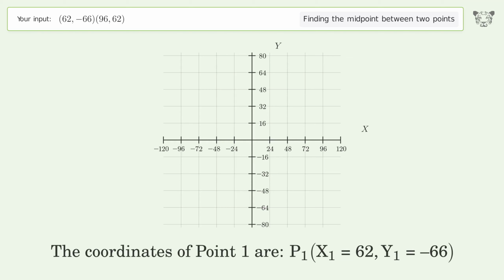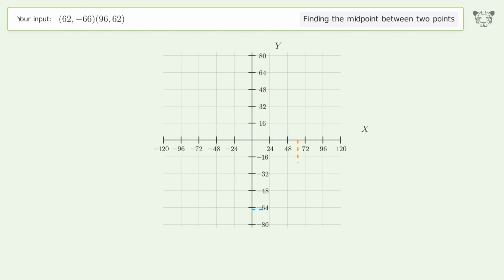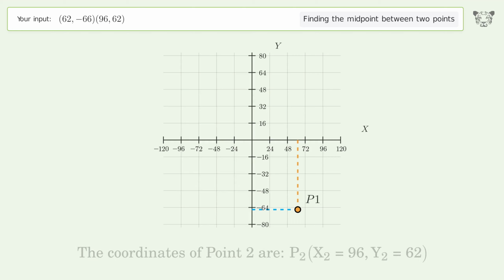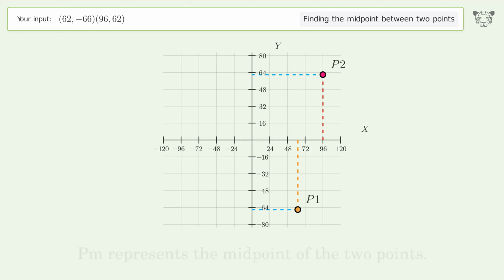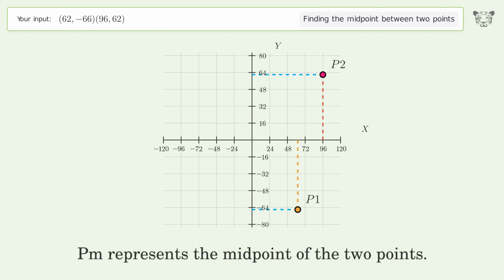The coordinates of point 1 are, x1 equals 62, y1 equals -66. The coordinates of point 2 are, x2 equals 96, y2 equals 62. PM represents the midpoint of the 2 points.